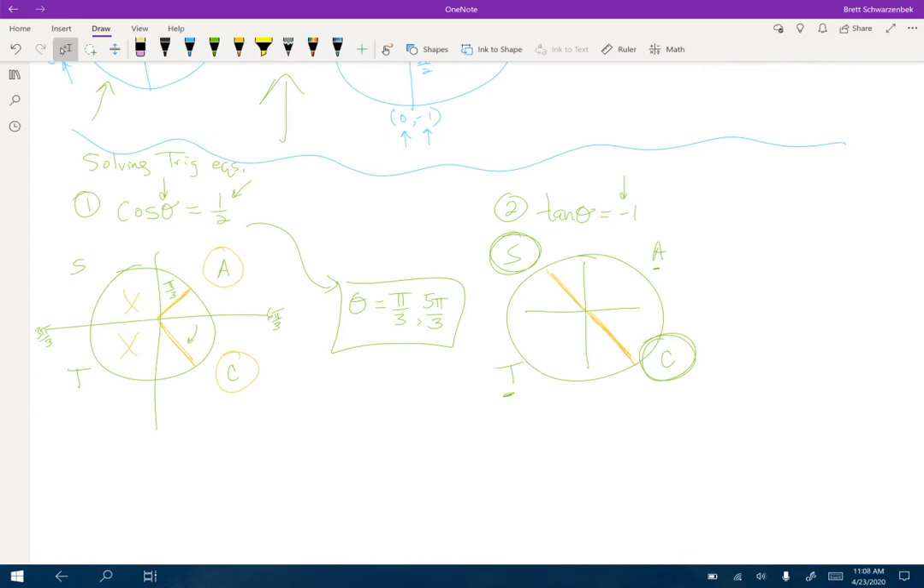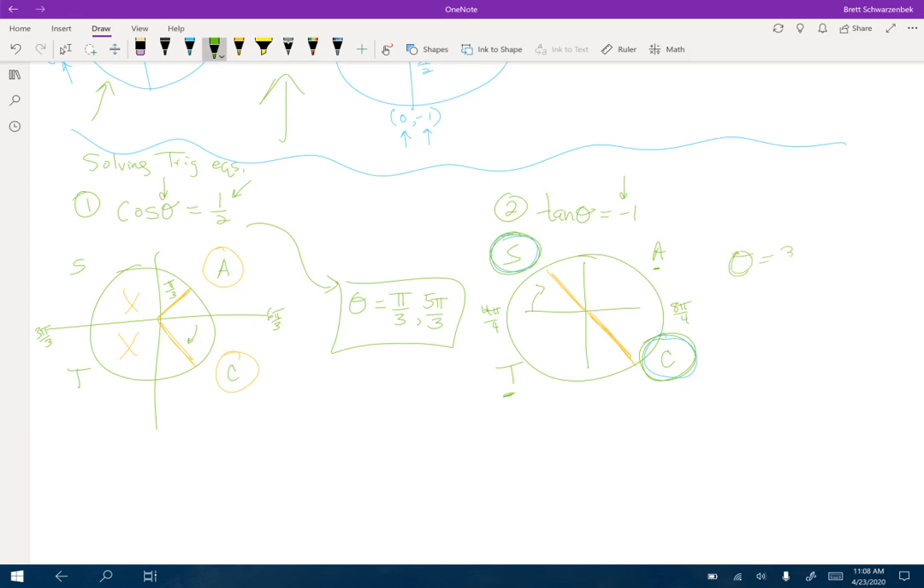Because now we need to find the pi over 4 family in quadrant 2 and 4. So how do we do that? Well, again, this is 4 pi over 4 here, and this is 8 pi over 4 here. So what is this going to be? Well, we have to go back to 3 pi over 4 to get our first solution.